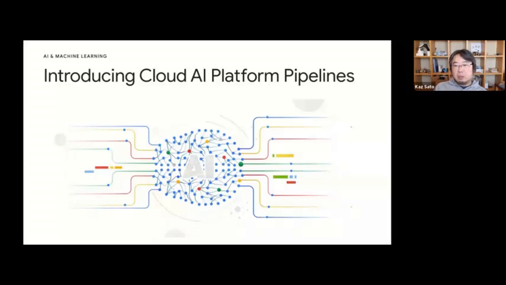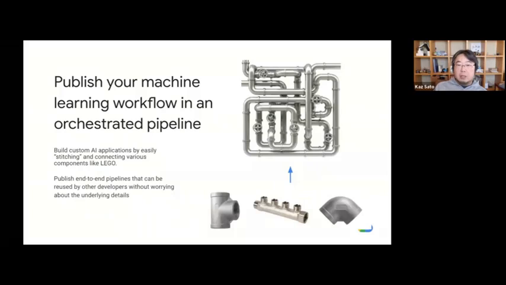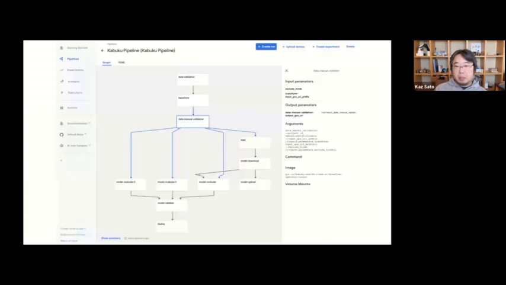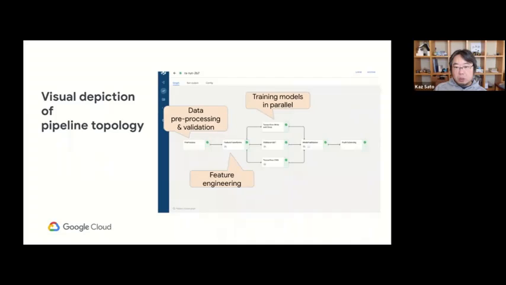So those are the reasons why we have built a product called AI Platform Pipelines. This is a new platform for building an orchestrated pipeline just by combining different bricks, like Lego bricks. Inside the AI platform, we use Google Kubernetes Engine as a runtime, and we use Kubeflow Pipelines, open source software, for building those pipelines with the metadata store. So let's take a look at how it works.